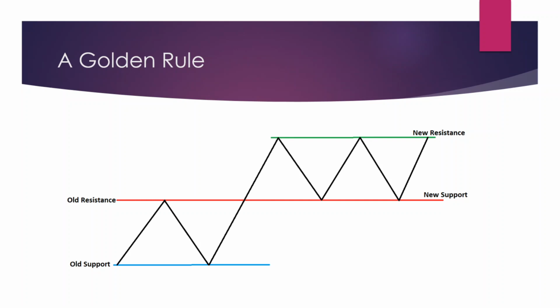Okay, and a golden rule, and this is the last thing I want to leave y'all with, is the rule of old resistances become new supports. And you can see it clearly here. It goes back to that idea of the inherent value of that stock. So say for example this is stock XYZ, right? And so it was trading between the old support and the old resistance.